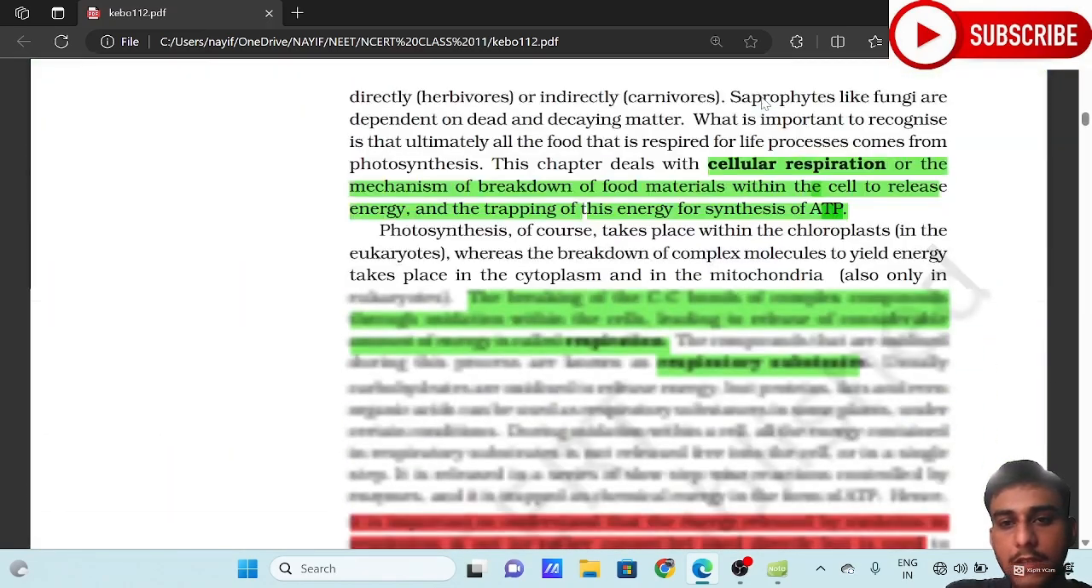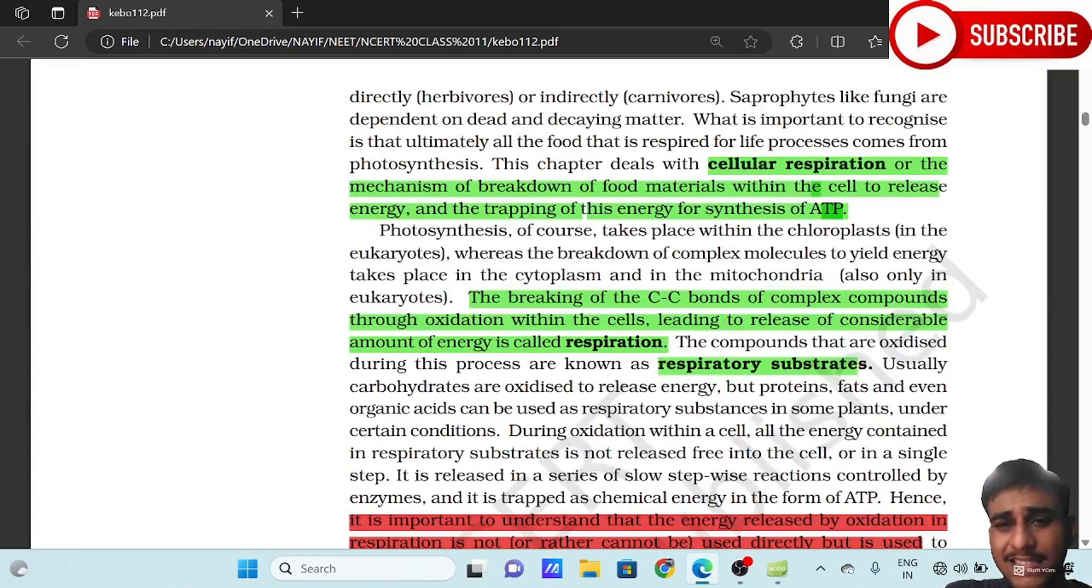So first we will be studying some general definitions. Actually, the students who are preparing for the NEET do not need to study any definition. They just need to understand the concept. So what is cellular respiration? It is the mechanism of breakdown of food materials within the cell to release energy.